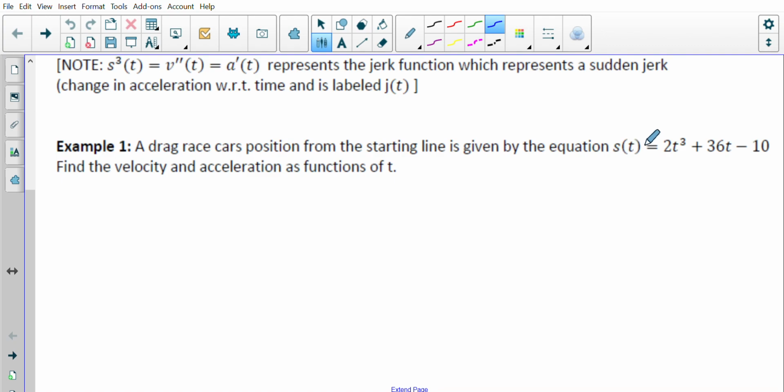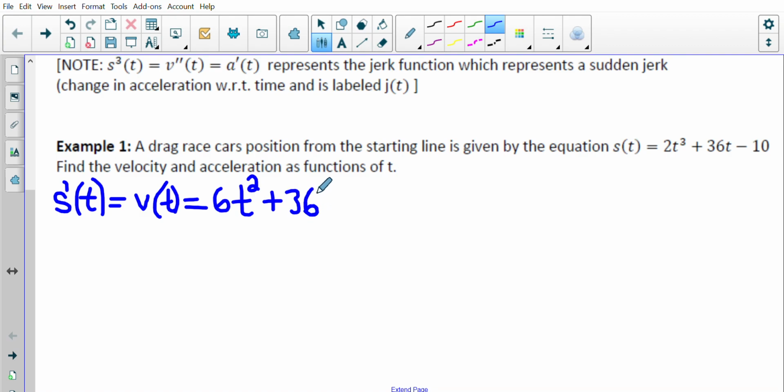All right, so we have our s of t function. If I find the derivative of s of t, the change in distance with respect to time, that's going to be our velocity function. In this case, you're going to use the power rule. This is just a simple polynomial, so 3 times 2, I'm going to have 6. Subtract 1 from the exponent, and I get 6t squared. Then the derivative of 36t is just 36, and of course, the derivative of negative 10 is just 0.